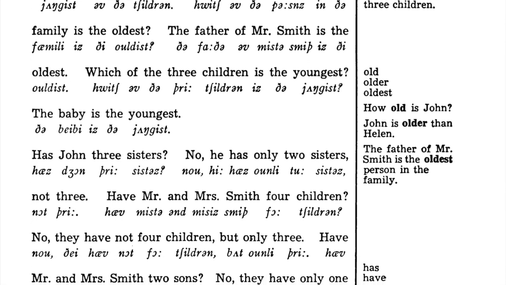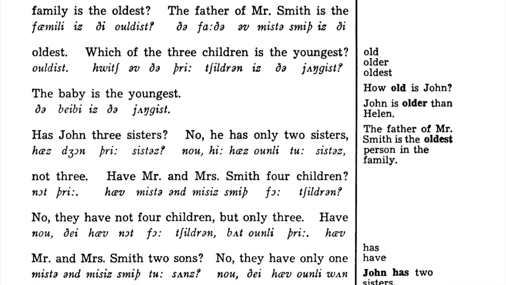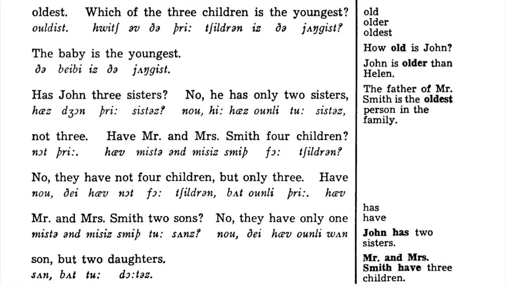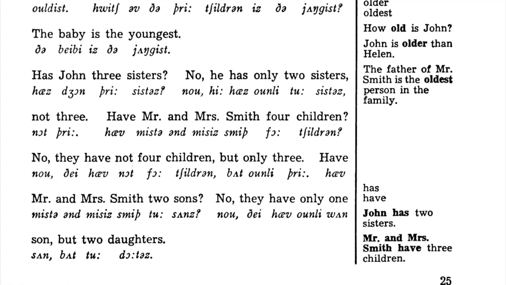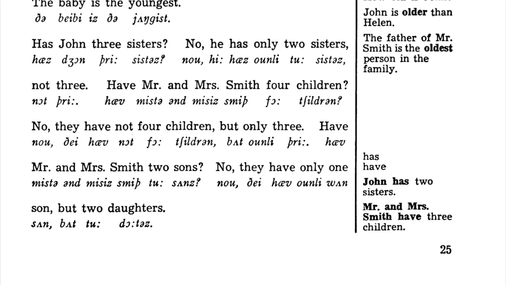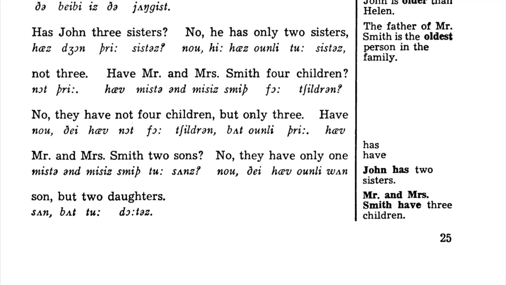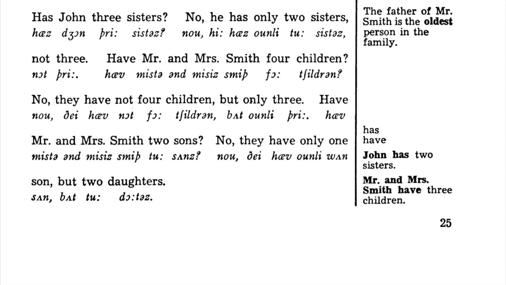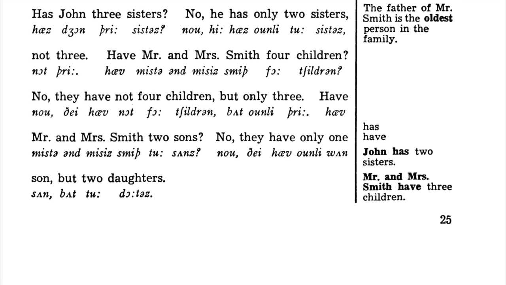Has John 3 sisters? No, he has only 2 sisters, not 3. Have Mr. and Mrs. Smith 4 children? No, they have not 4 children, but only 3. Have Mr. and Mrs. Smith 2 sons? No, they have only 1 son, but 2 daughters.